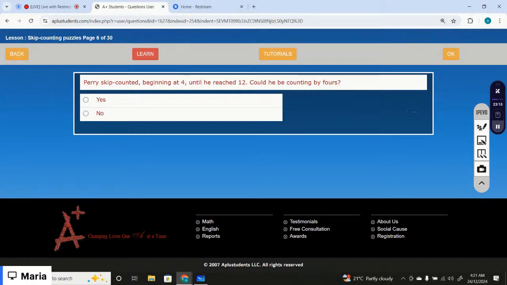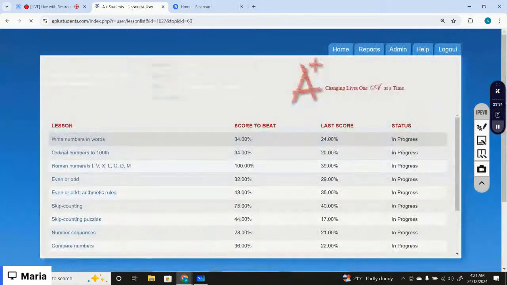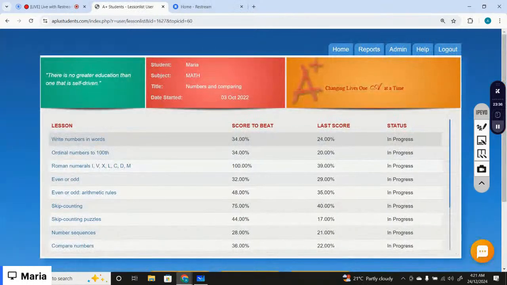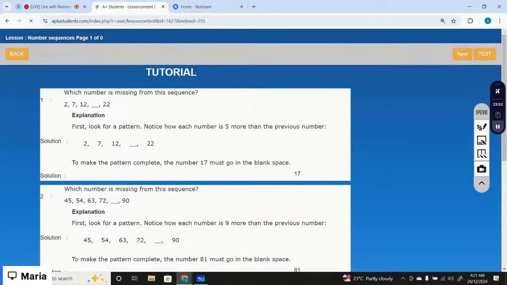Okay, you can complete the lesson by yourself later today. Let me just move on to the next lesson. The next lesson is number sequences. Let's just start with the lesson.